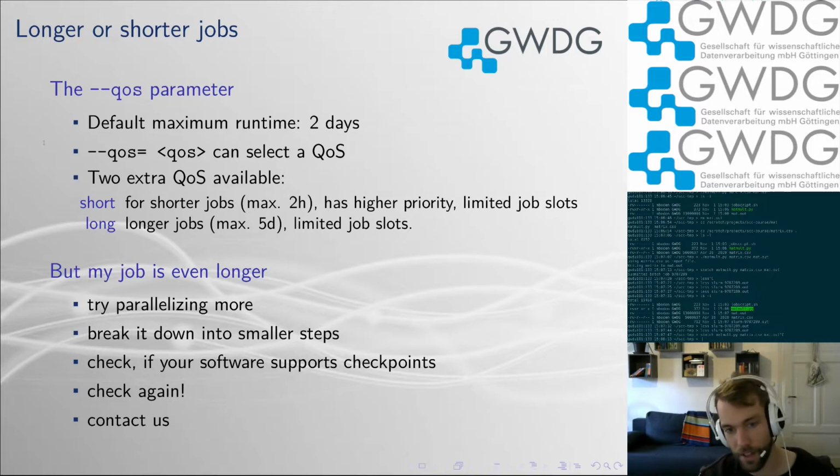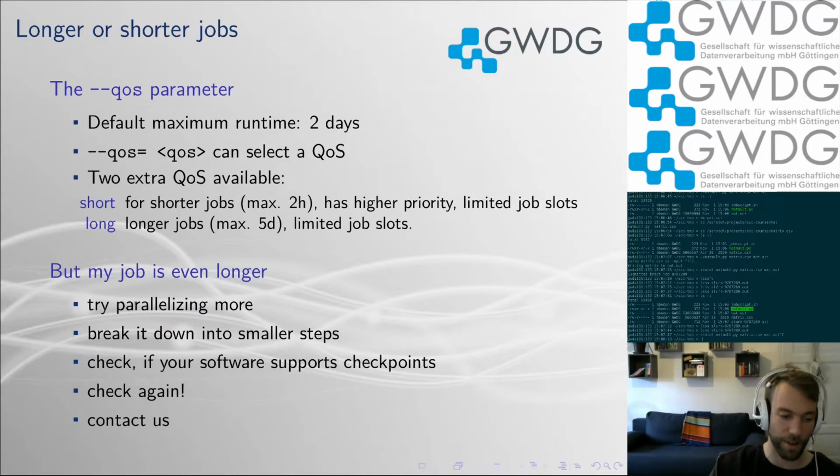But I know sometimes jobs need to run longer. Not everything. So the first idea would be to parallelize it better. That's easy to say, but hard to do sometimes. I know some software and some problems are more easily parallelizable than others. But this is always the nicest first step.